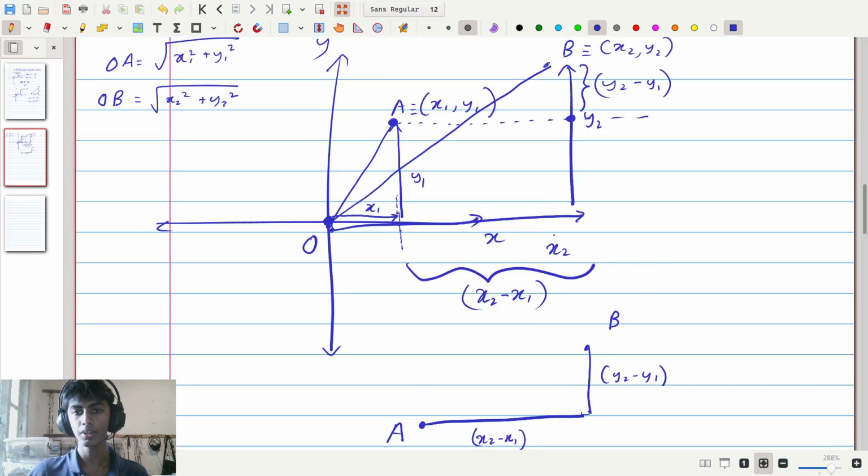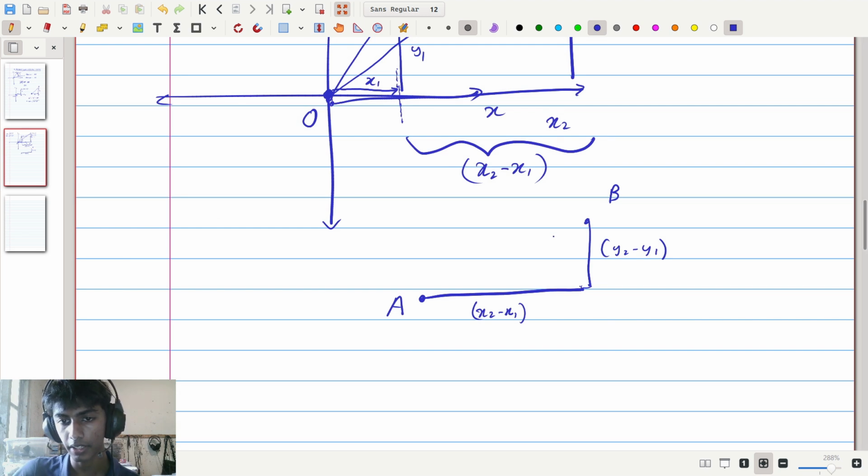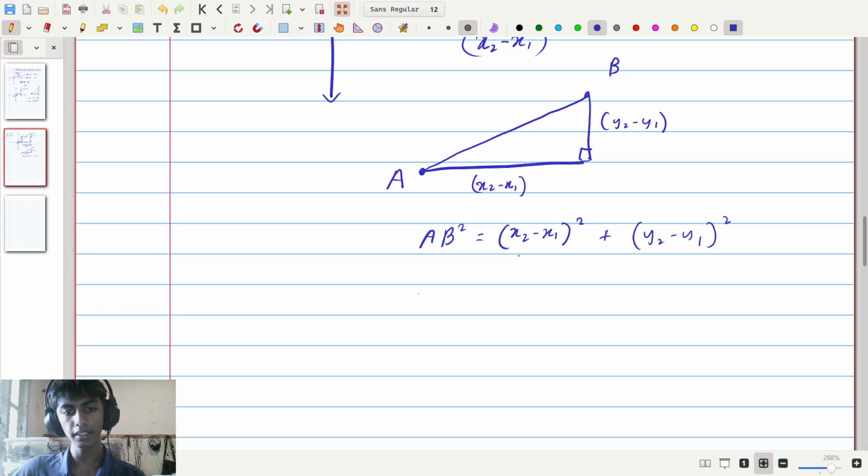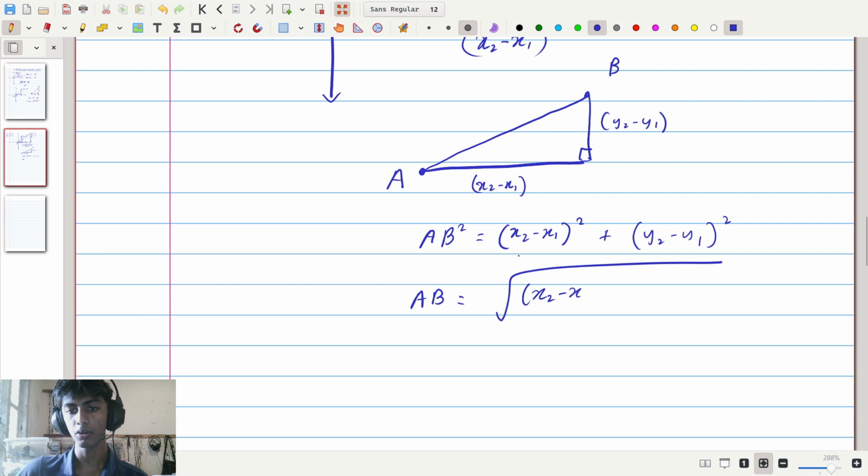So now, given this, we again have a similar situation of a right angle triangle. So we can say that the hypotenuse, from the Pythagorean theorem, AB squared, would be this length squared, x2 minus x1 squared, plus the other length squared, which is y2 minus y1 squared. Now taking the square root of both sides, we can see that the distance AB is the square root of x2 minus x1, or the x-coordinate difference squared, plus y2 minus y1, or the y-coordinate difference squared.